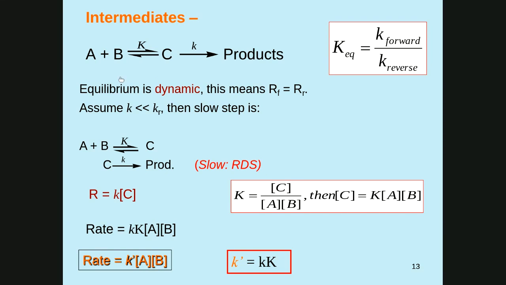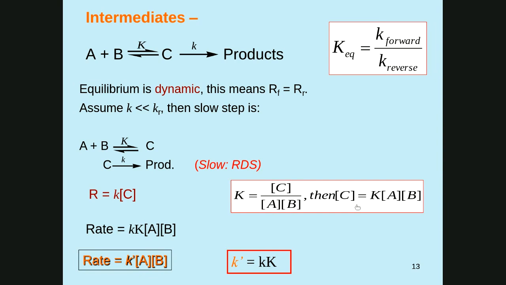If you then reorganize that expression to make K forward over K reverse the subject, then that will also be equal to the concentration of C divided by the concentration product of A and B. So this is another way of expressing the equilibrium constant. In this case, A, B, and C do vary in the course of time, but this combination of concentrations always has the same value. So if A and B decrease, C must decrease with them in such a way that concentration C over concentration A times concentration B remains constant, equal to the equilibrium constant.